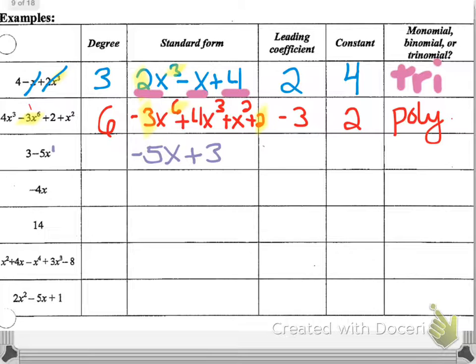Alright, so now I have my degree, which we just said was a 1. Even though it's not written there, it's assumed to be a 1. And then my lead coefficient is going to be negative 5. My constant is 3. It's all by itself out here. And this would be a binomial. Alright, so I want you guys to try filling in the rest and then check with your teacher to see if you got them correct.